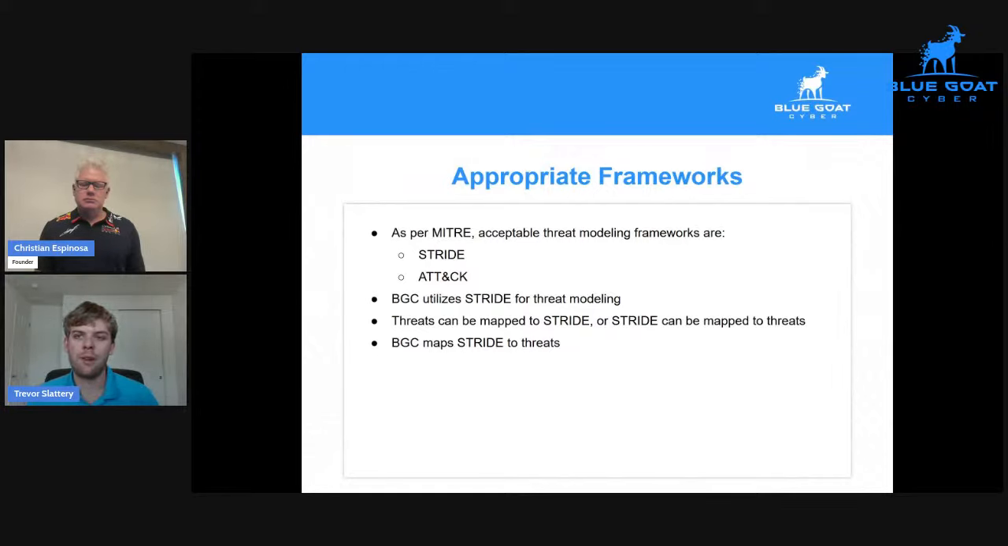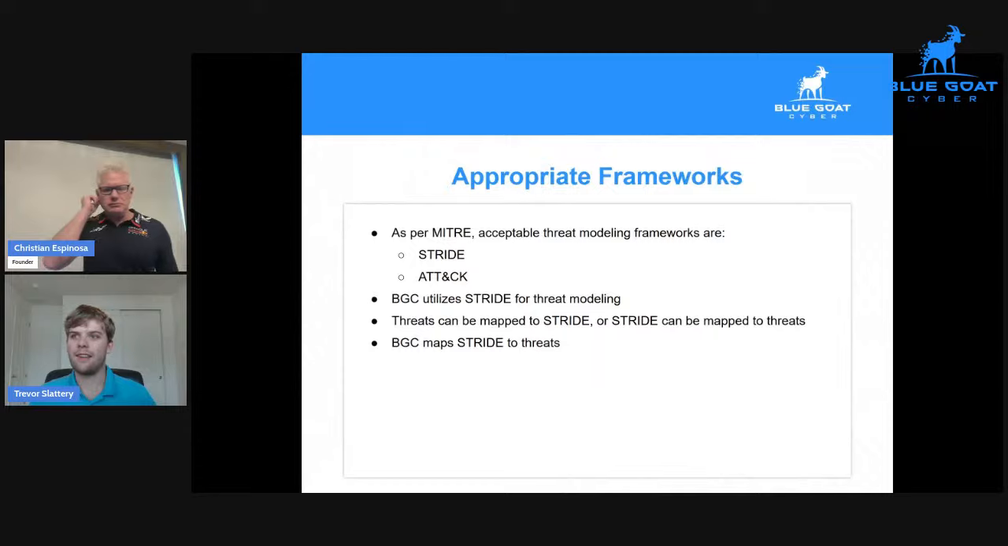Yeah, so STRIDE is a mnemonic, right? And so it's spoofing, tampering, repudiation, information disclosure, denial of service, and elevation of privilege. So it's like the different lenses we look through when we are going to attack something. Like, can we tamper with the data? Can we mess with integrity? Can we pretend we're somebody else? Can we take the device offline? Can we change our privileges? And that's the model to kind of give us the lens of which to look at the threats, right?